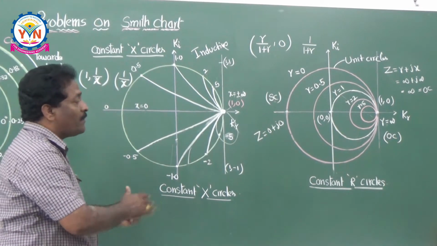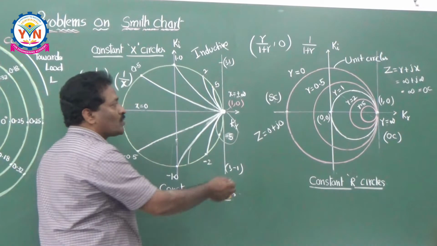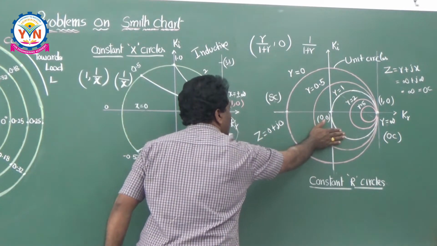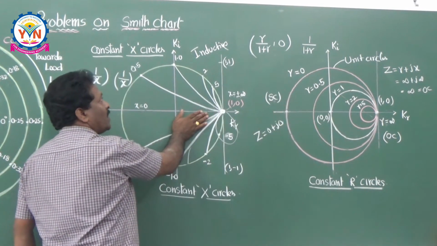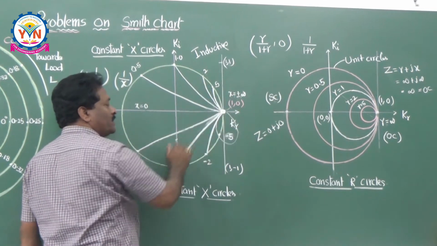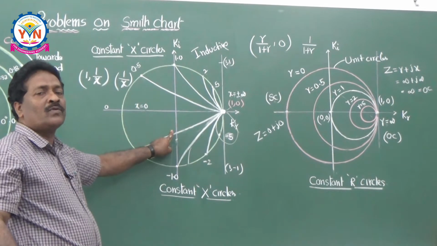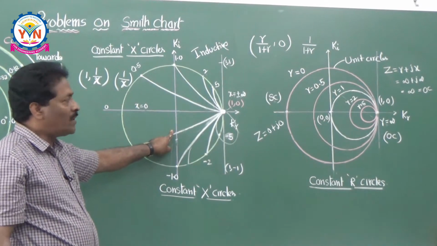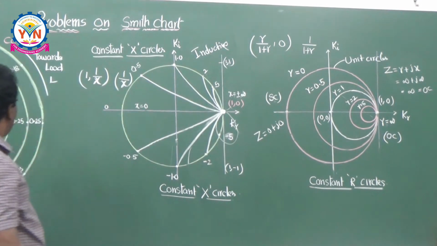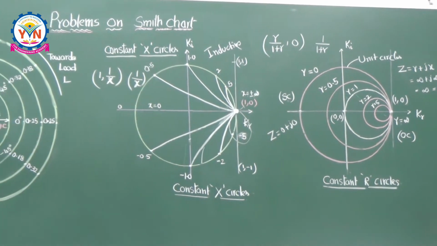Now for getting the complete Smith chart, you have to superimpose these R circles on these X circles. Then you get the complete Smith chart. If you understand the Smith chart properly, you can happily do so many problems here. That is the reason I also told you about the properties of the Smith chart.